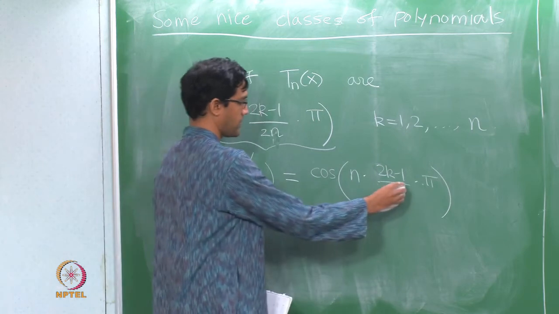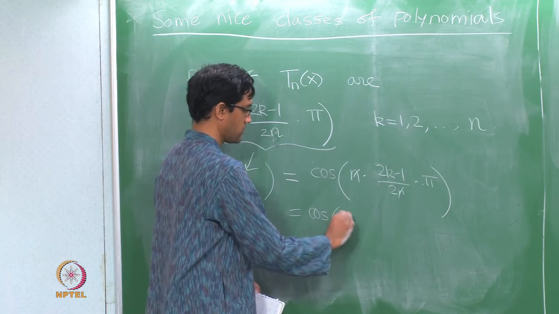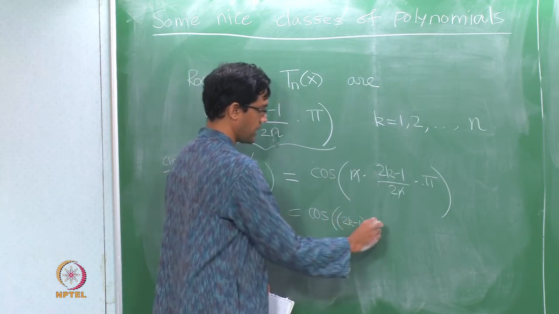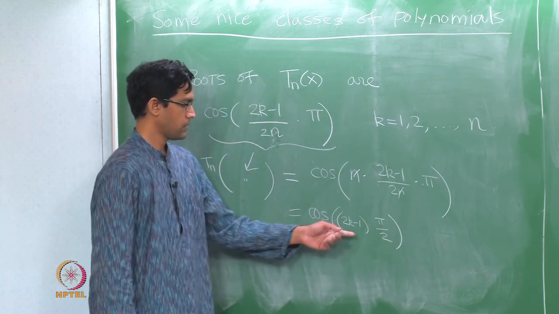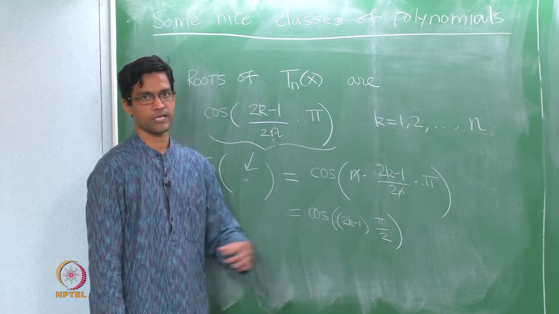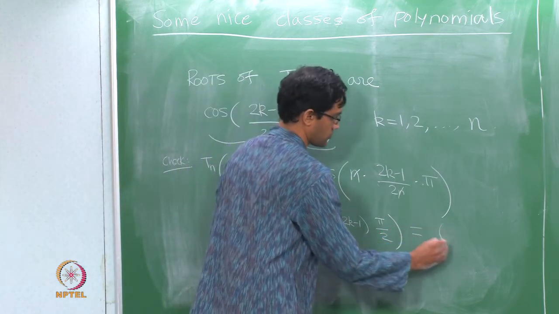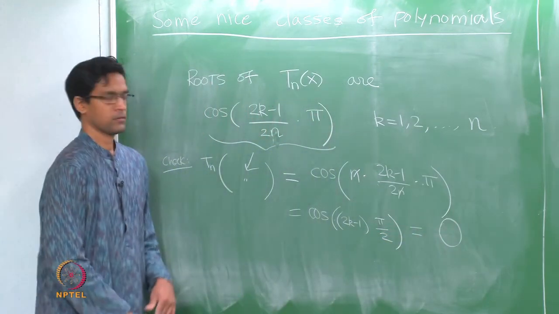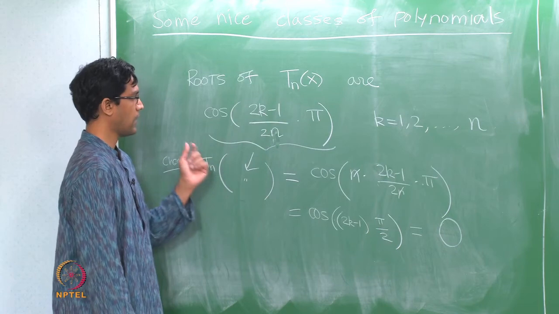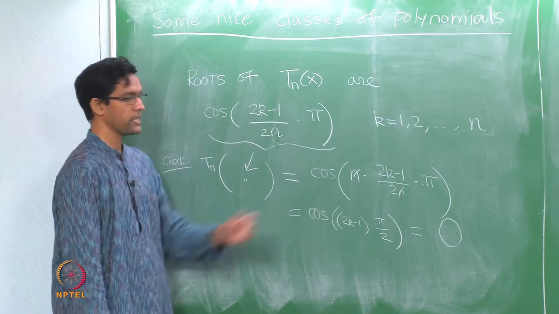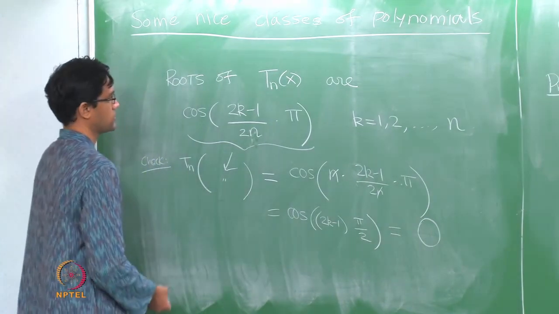But now the n cancels the n. What this means is this is cosine of (2k minus 1), which is an odd number, times pi by 2, right? But cosine of an odd multiple of pi by 2, so it's either pi by 2, 3 pi by 2, 5 pi by 2 and so on, is exactly 0. So this is in fact 0. Each of these numbers, if you take x to be this number and evaluate Tn on it, what you are guaranteed to get is a 0. Okay? So here are the roots of the Chebyshev polynomials.